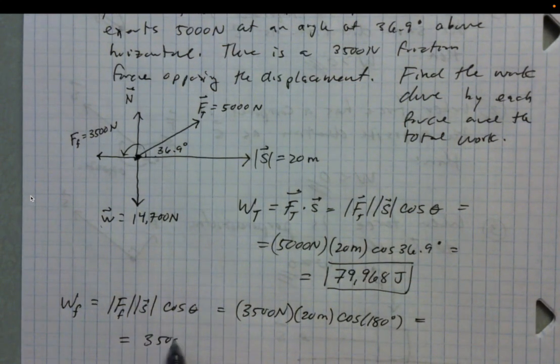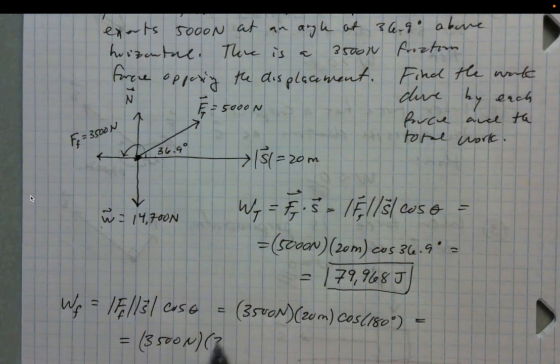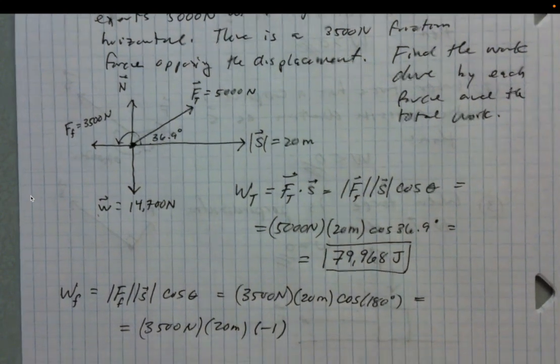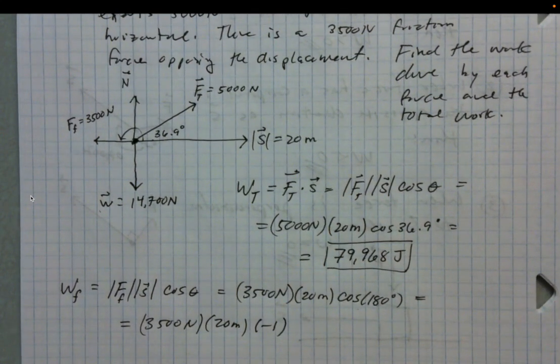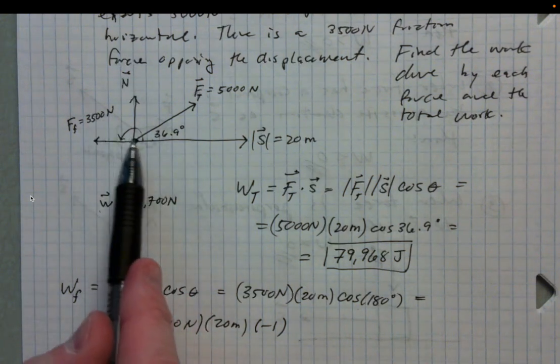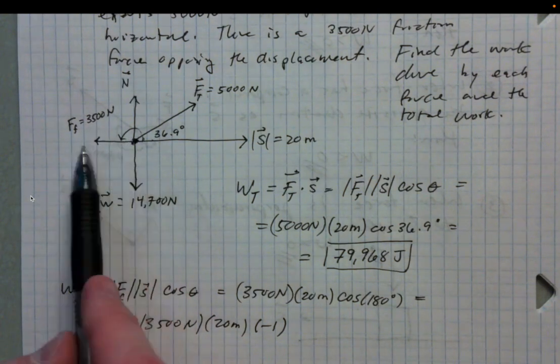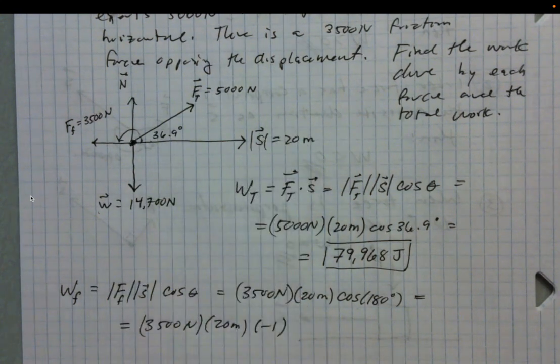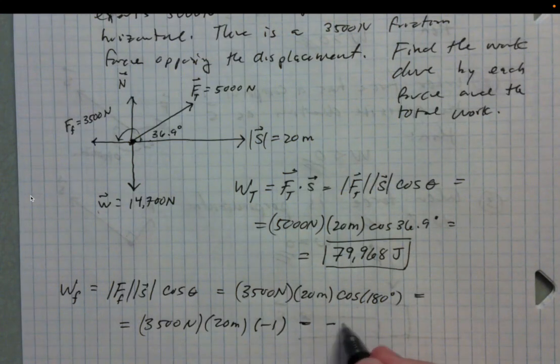Well, the key thing that I want to point out here is this piece. So I'm going to rewrite this so I can explicitly write this. Cosine of 180 degrees is -1. And so this is what makes the work negative in this case, right? The friction force is entirely opposite of the displacement vector, okay? And so all of that force is negative, okay? And so what you get here is about negative 70,000 joules. I think it's exactly that.